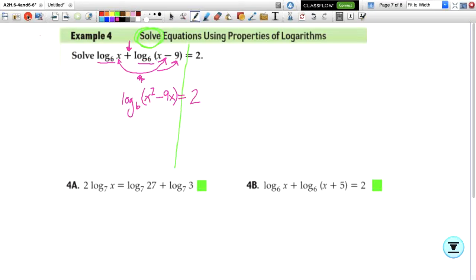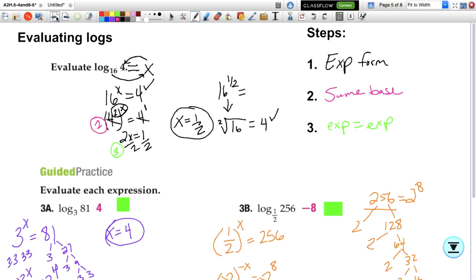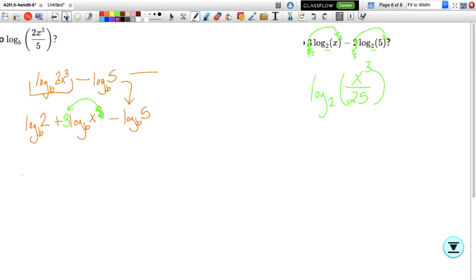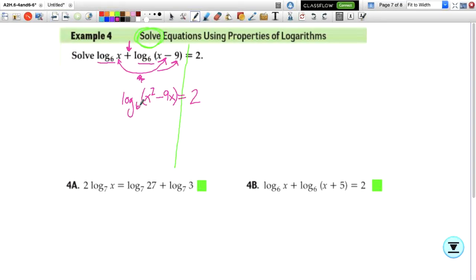So this is where we have to go back a couple beats and we're going to be at evaluating again, okay? So I've simplified it so that I have a log on one side and something on the other side. I need to change it to exponential form. I need to get them to be the same base, and then I can set it as exponent is equal to exponent. And that's why we're doing these all together, okay? So this is a 6, so I technically have 6 to the second power equals this. So 6 to the second power equals my of piece, x squared minus 9x. Well, we can solve this. 6 squared is the same thing as 36.